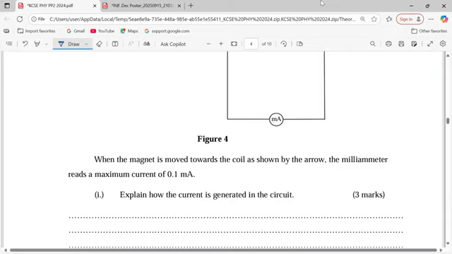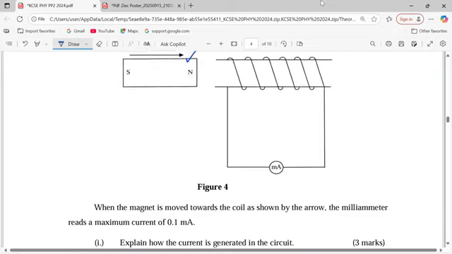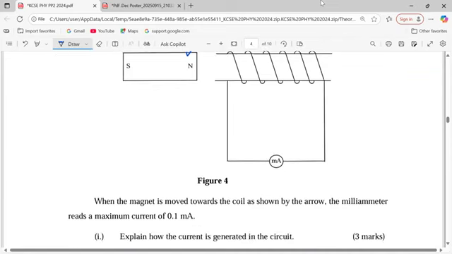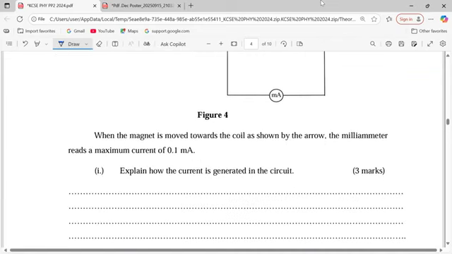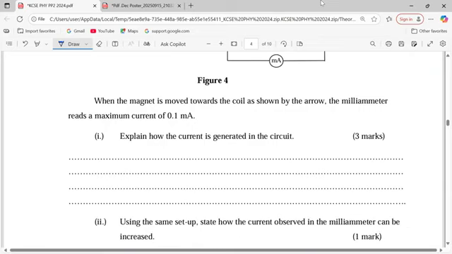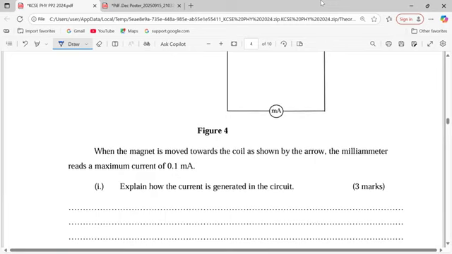So the question says, when the magnet is moved towards the coil, as you can see according to the arrow, the milliammeter reads a maximum current of 0.1 milliamperes. Explain how the current is generated in the circuit.